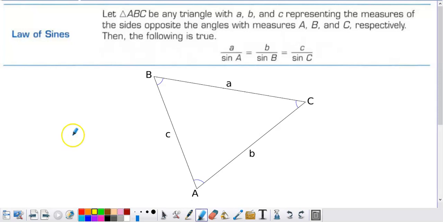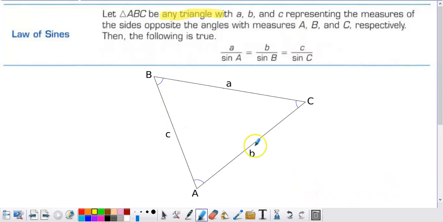What's cool about the law of sines, and you'll see that in this opening sentence, is that the law of sines applies to any triangle. So it doesn't have to be a right triangle, it can be any triangle. So we're going to have triangle ABC be any triangle. Lowercase a, b, and c are going to represent the measures of the sides. And then the opposite angles are going to be measured with the corresponding letters, but the capital versions of them.